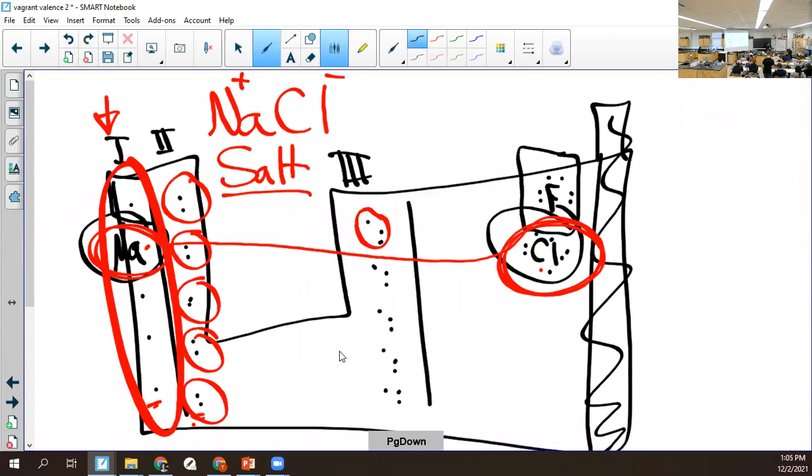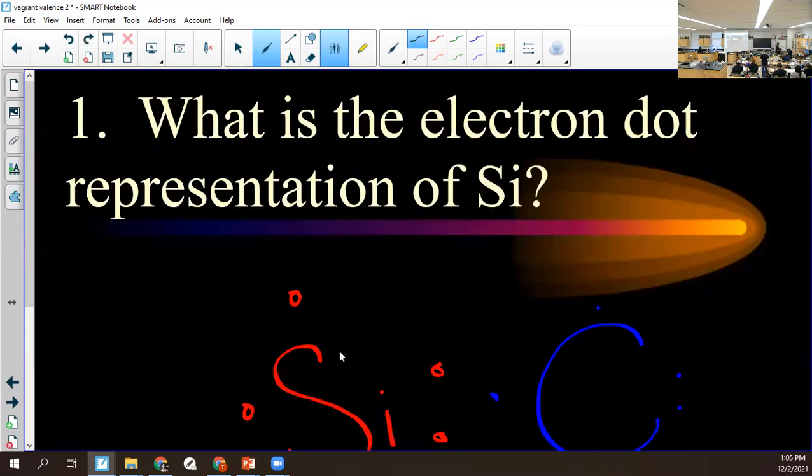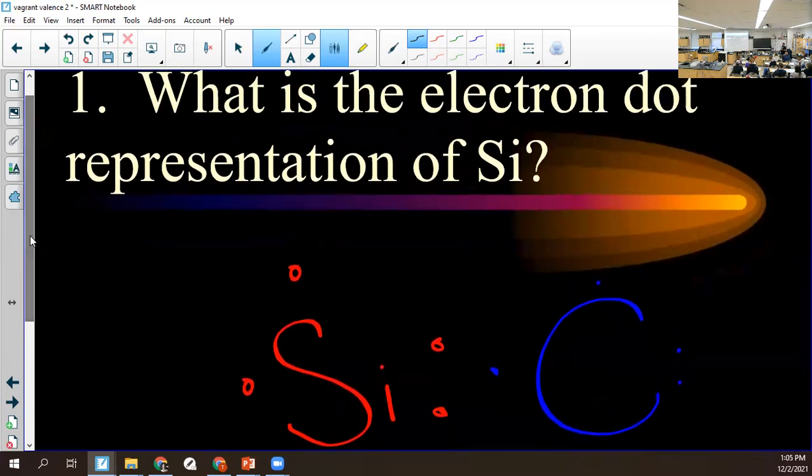Okay, next. All right. So I have it right here, so I guess I won't erase it. First question, what is the electron dot representation of Si?